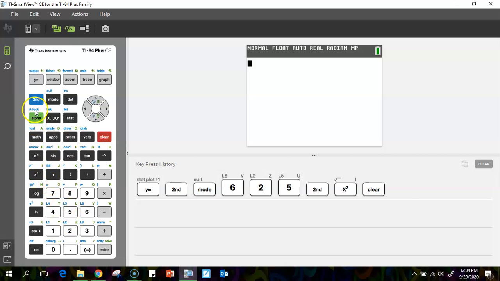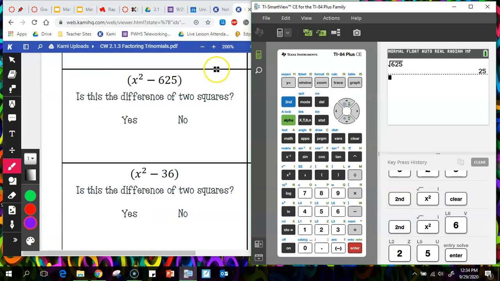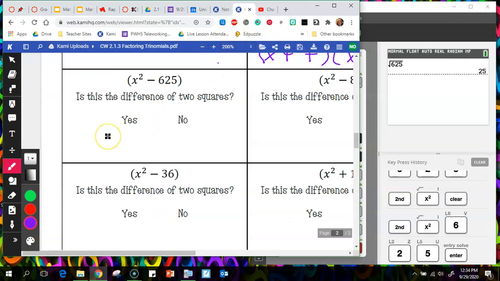Okay, so let's do second square root 625, enter. Okay, so the square root of 625 is 25. So it is a perfect square. So my answer would be yes, this is the difference of two squares. And factored would be x plus 25 times x minus 25.